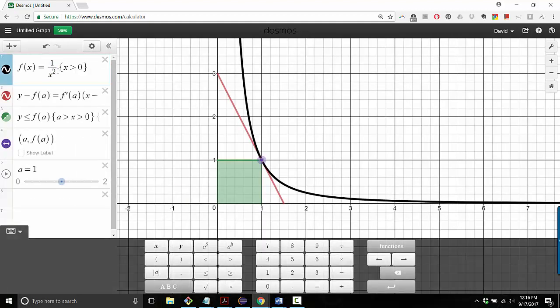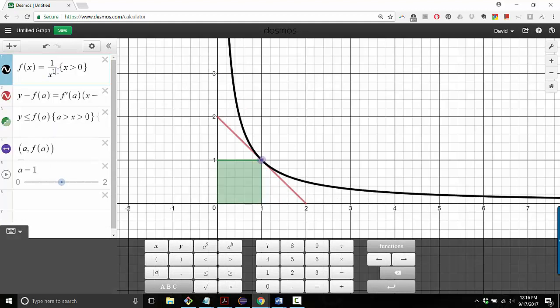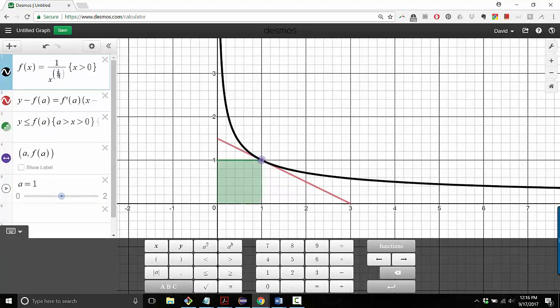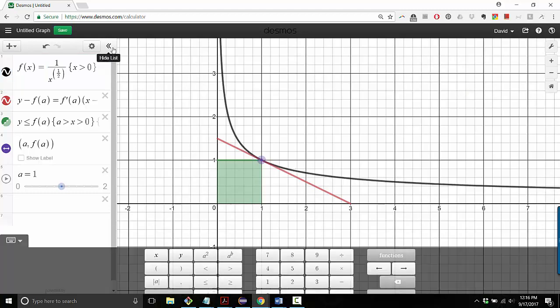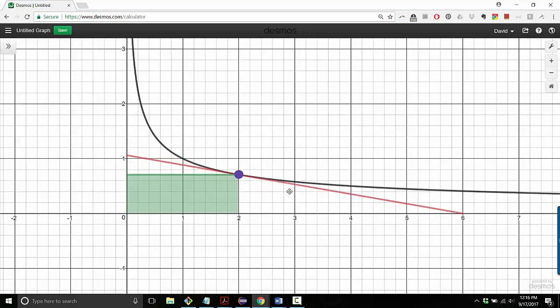What if we were going to do sort of the other direction, x to the 1/2, which is skewed in the other direction? So that's the goal of exploration number 1.